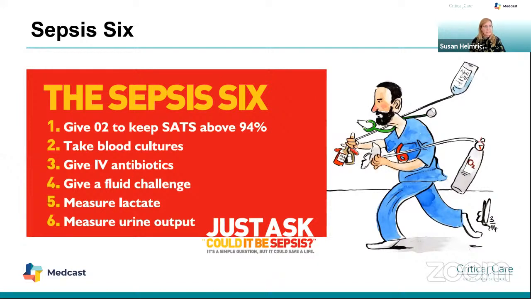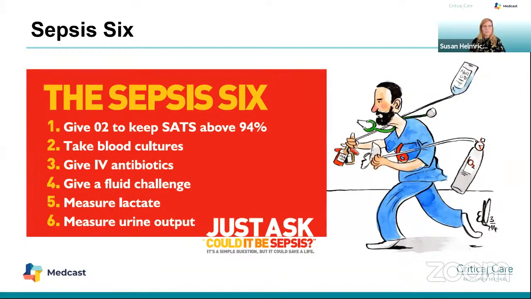So the Sepsis 6, our priorities, we need to make sure that our patients are stable first. So yes, we do need to give some oxygen therapy to keep the saturations greater than 94%. So remember with our septic patients that they will have a higher oxygen requirement. Their metabolism has increased. They've often switched over to anaerobic metabolism, and so they'll be consuming more oxygen. So we do need to supply them with some oxygen.